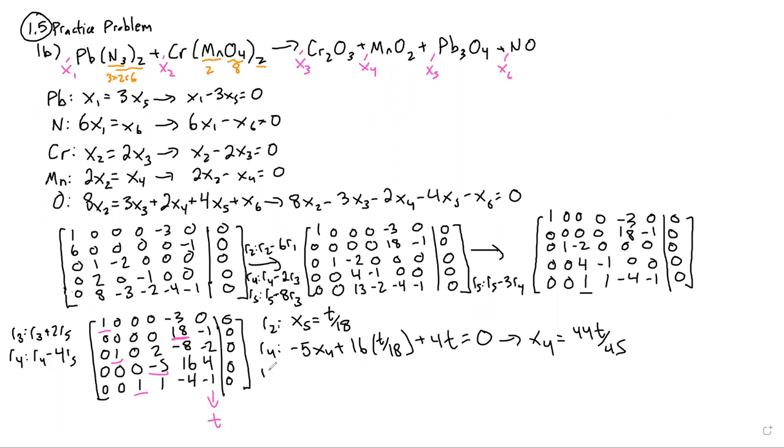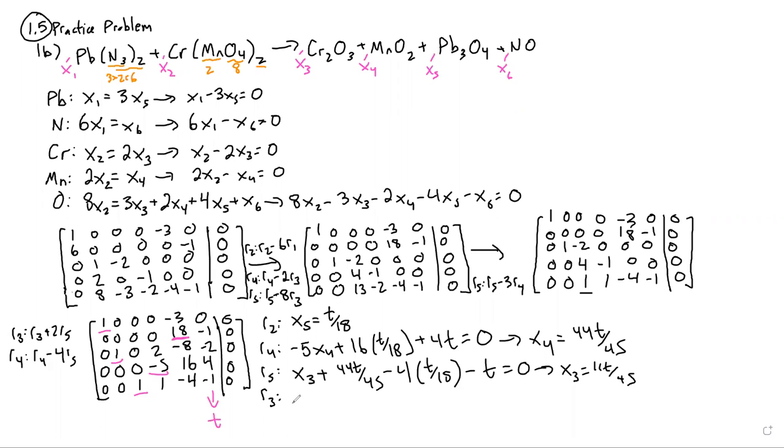Row 5 is going to now tell us what x3 is. So I'm going to get x3 plus x4, which we just said was 44t over 45, minus 4x5, which is t over 18, and minus t, which is x6, is 0, and that's going to allow us to solve for x3. And so we end up rearranging this and getting x3 is 11t over 45. And just two more rows to go here.